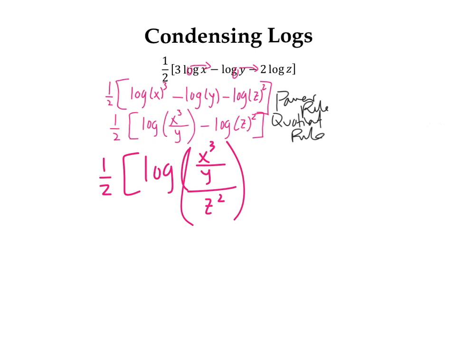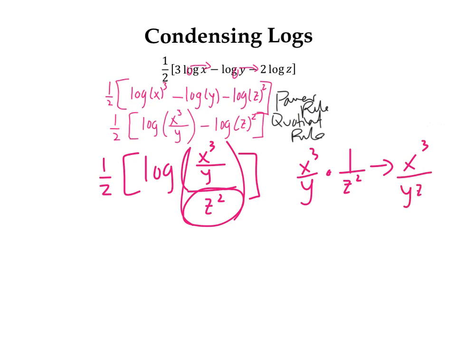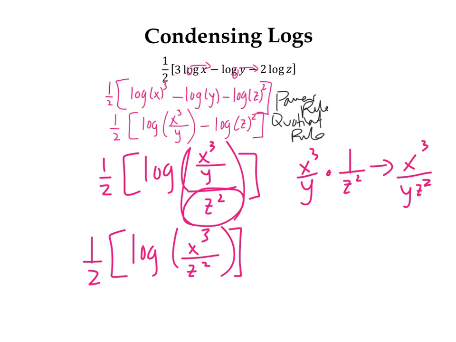Now, this looks a little crazy, right? But dividing by that number is really just saying x cubed over y times the reciprocal, 1 over z squared, right? Dividing can be the same thing as multiplying by the reciprocal. And then this just comes down to x cubed divided by yz squared. So I'm going to write this in that format. 1/2 parentheses or brackets of log x cubed divided by yz squared. And here we did the quotient rule again.